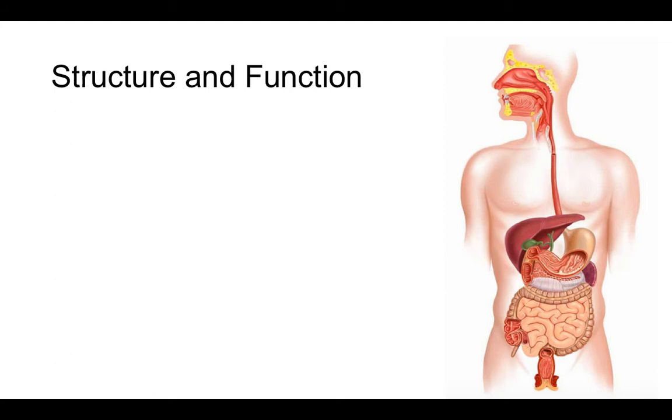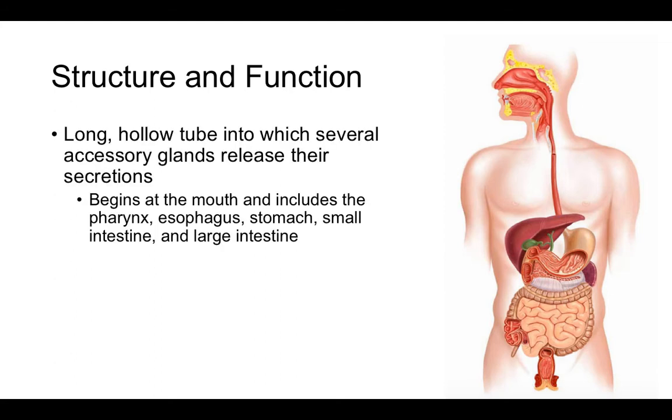Today we are talking about the digestive system, otherwise known as the gastrointestinal tract. So let's start with structure and function. There it is, all the way down. It is simply a long, hollow tube into which a number of accessory organs and glands release their secretions. This tract begins right here at the mouth and ends all the way down here at the anus.